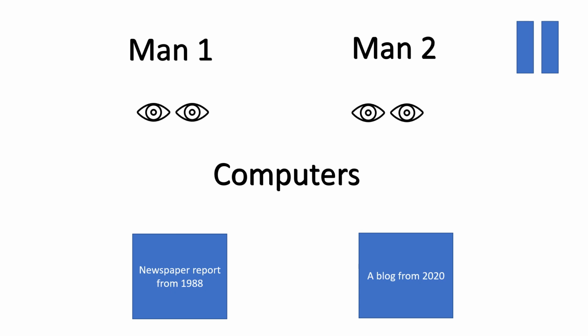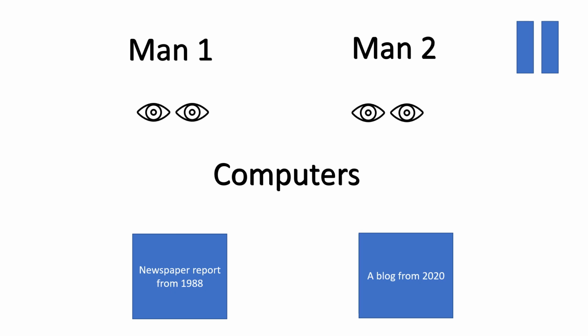Now we're going to get you to have a go on your own with this example. So we're looking at computers, and imagine the exam paper has given you two extracts. One is a newspaper report from 1988 and the other is a blog from 2020. Now let's think about this. Computers, 1988. Do we think computers were in everybody's home, and do you think everybody had a computer? Well, no, they didn't. So I want you to think of how man one's perspective will be very, very different from man two's.